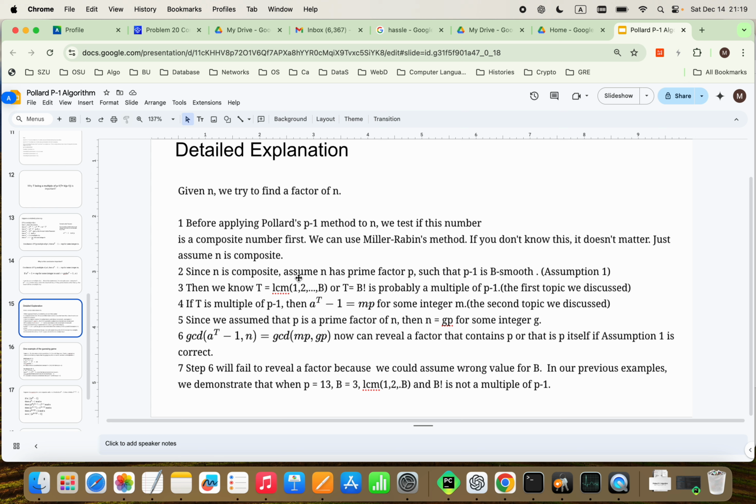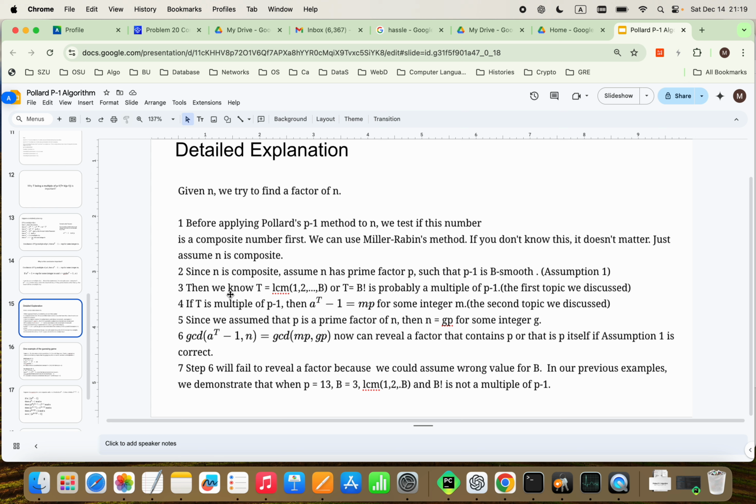We assume that n has a prime factor p, such that p minus 1 is B-smooth. This is our first assumption. The whole algorithm is based on this assumption. But our assumption can be true or can be false.